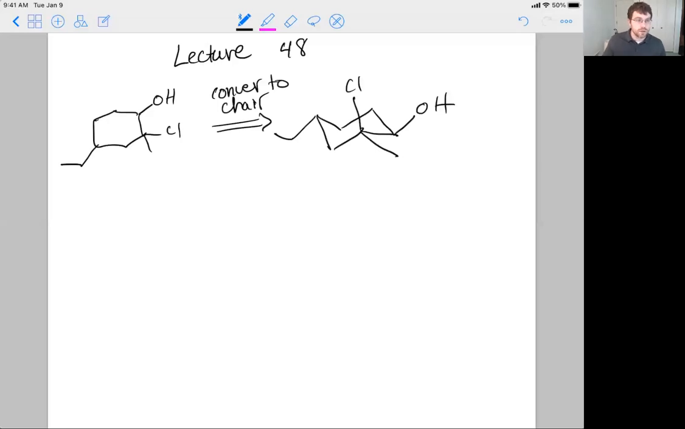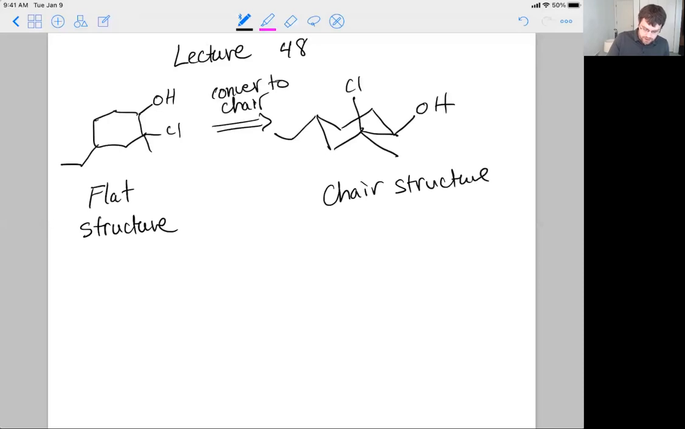Okay, so I did that pretty quickly. Obviously, I've been doing this for a while now, but this is what I want us to be able to do: to look at chair structures, flat structures, and then convert them into one of many possible chair structures. And I want to emphasize before we get going into this that this is one of many answers.